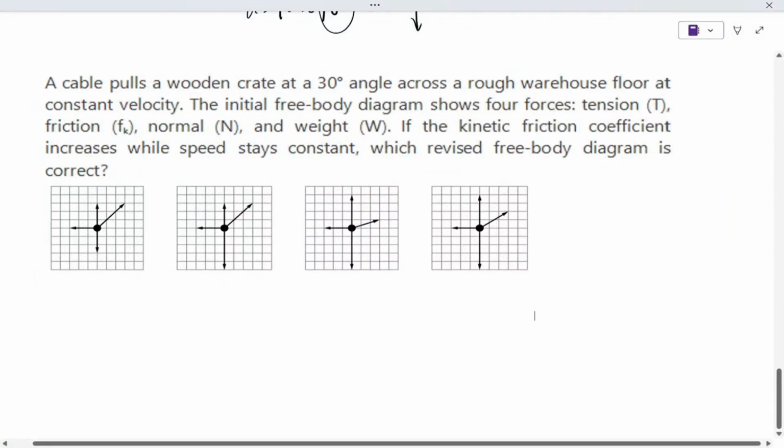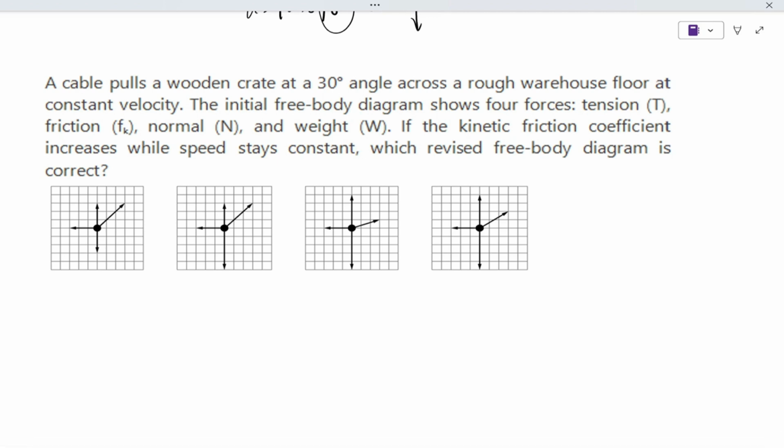Alright, move on. A cable pulls a wooden crate at a 30 degree angle across a rough warehouse floor at constant velocity. The initial free body diagram shows four forces: tension, friction, normal force, and weight, which is Fg. If the kinetic friction coefficient increases while speed stays constant, which revised free body diagram is correct?